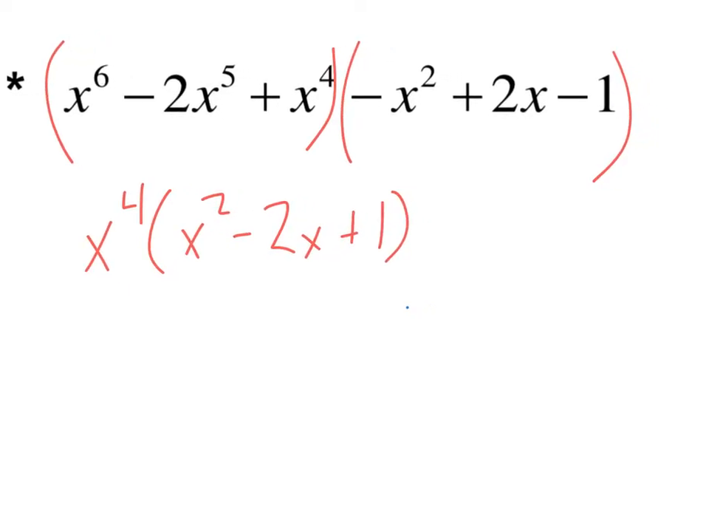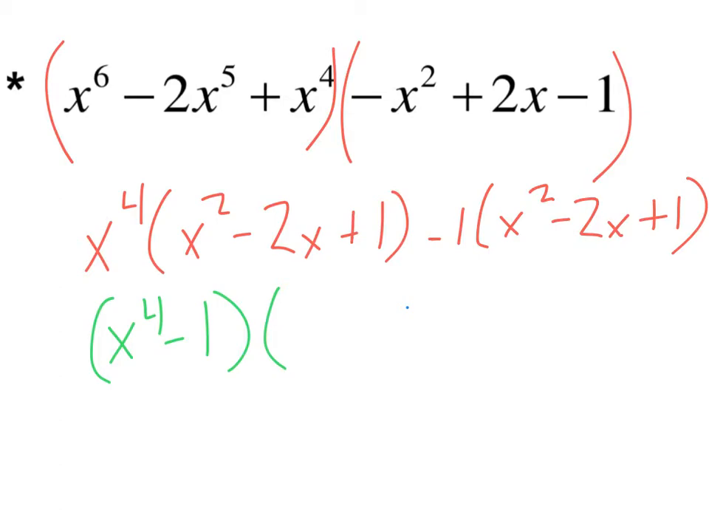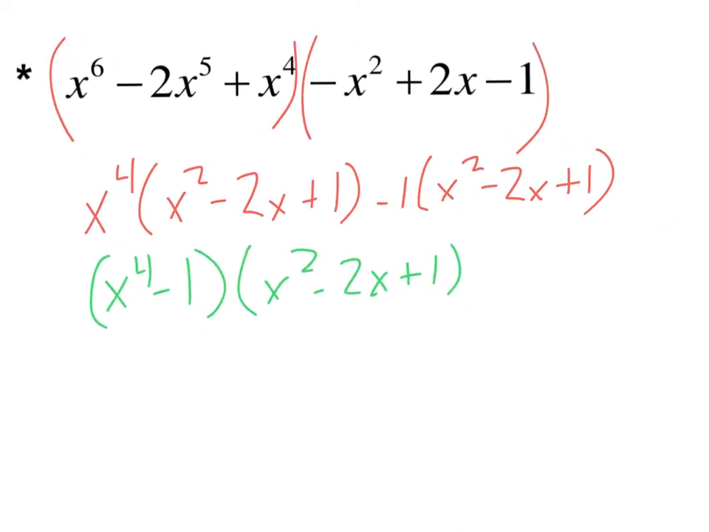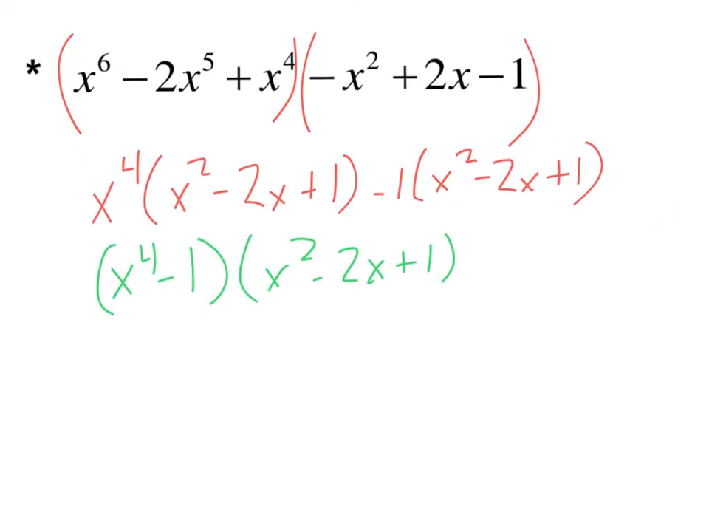Now, look in the second set of parentheses. It has a GCF of negative 1. What's left? x squared minus 2x plus 1. Now, look, I've got 2 things where the parentheses match, which means this factors as x to the 4th minus 1 times x squared minus 2x plus 1. Now, x to the 4th minus 1 is the difference of perfect squares. So that factors to be x squared plus 1 times x squared minus 1.